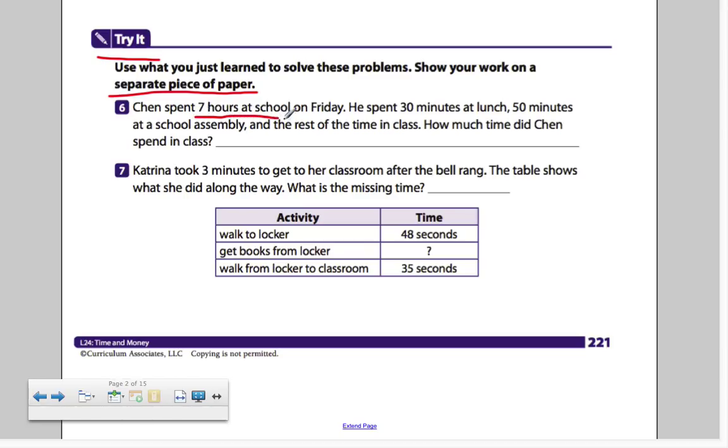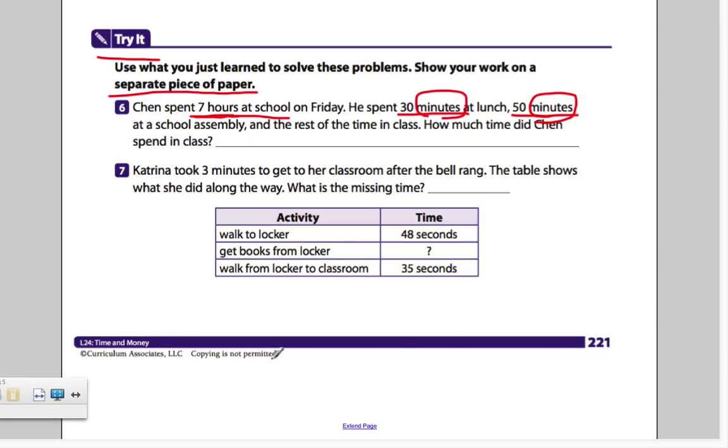Well, he was 7 hours at school, but 30 minutes at lunch and 50 minutes at an assembly means he wasn't in class for those times. So you have to subtract. The only problem is subtracting minutes from hours is weird because they're not exactly the same thing. You can make them the same thing if you remember what we learned. Remember, in order to make hours into minutes, all you have to do is multiply times 60.